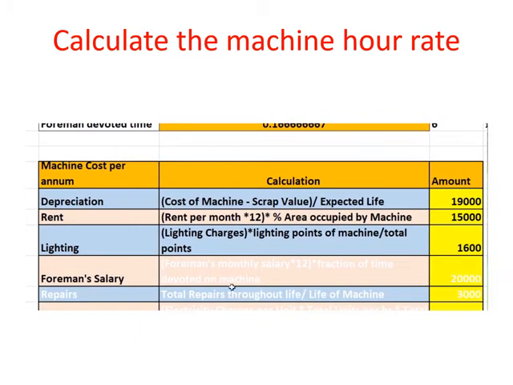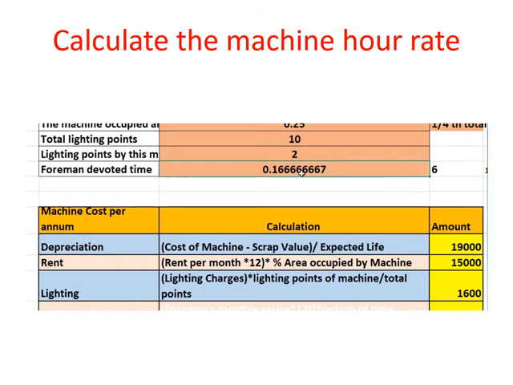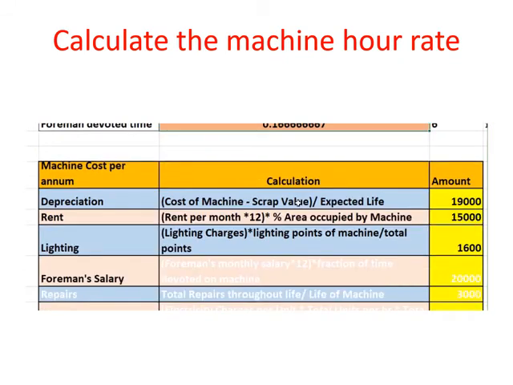So you have to multiply it by 12. So foreman salary into 12 into how much time he has spent for this machine is 1 by 6 of his total time he has used here. So 1 by 6 is 0.1666, or you can multiply directly 1 by 6. Since it is an Excel sheet, I am showing it like this.